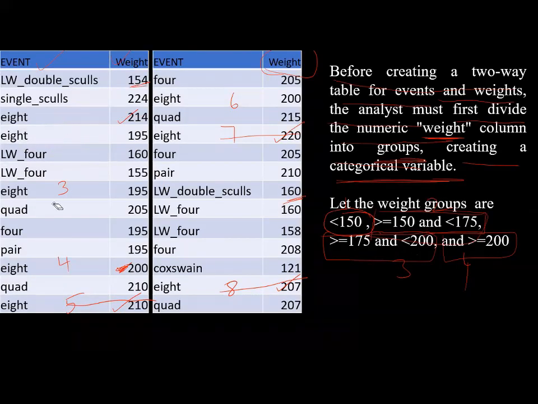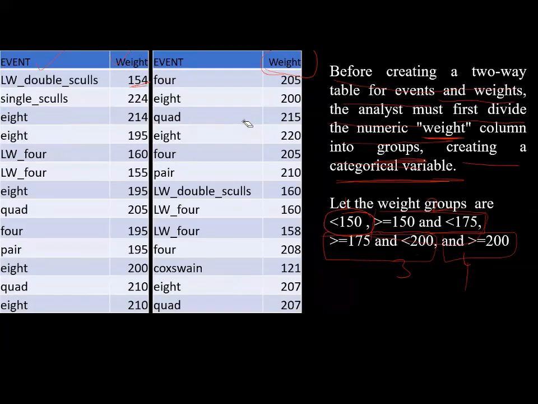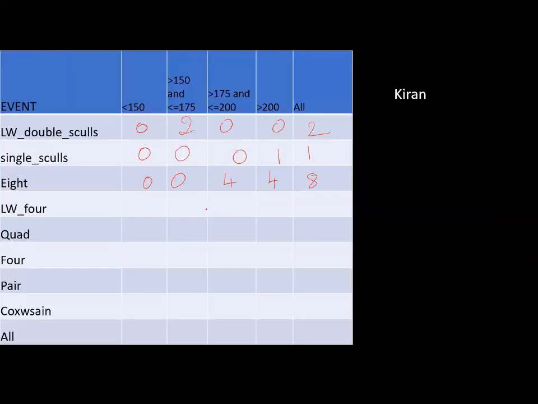So let us see. Next one is LM4. In LM4 we have 1, 2, 3, 4. The weights are 160, 155, 160, 158. Almost all of these come under the second category. So 4 comes under the second category. This is 4, this is 0, this is 0, this is 4.